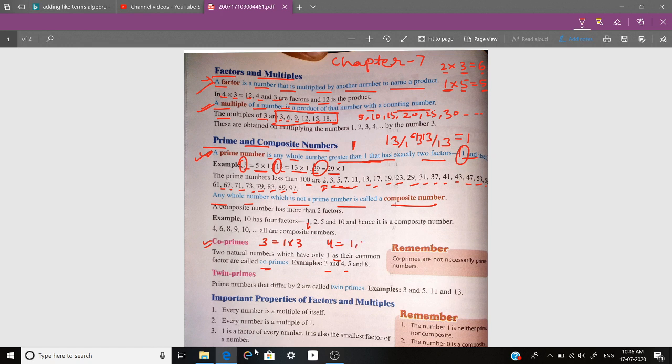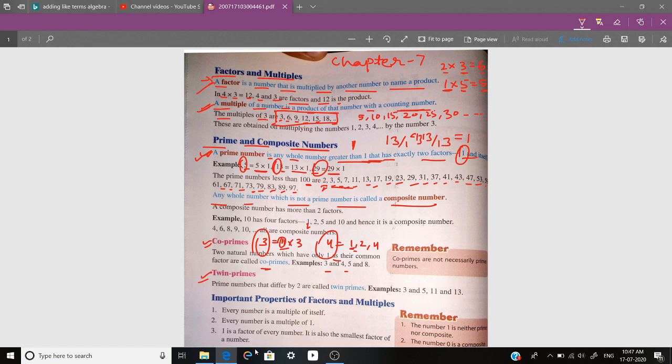1, 2 and 4. These are the factors of 4. And 1 and 3 are the factors of 3. As you can see, what is the common factor among them? Only 1 is there, which is the common factor, in this and this also. So we can say that 3 and 4 are co-prime numbers.